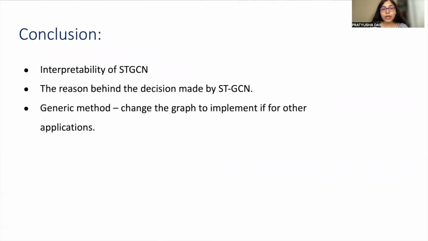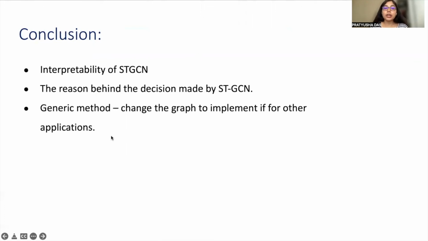Now, to conclude my work, we designed a method to interpret the outcome of STGCN and the reason behind the decision made by STGCN. And it's a very generic method. If we just change the graph, we can implement it for any application, such as traffic forecasting, and see which other areas in the neighborhood are important to predict or forecast the traffic for a particular area.